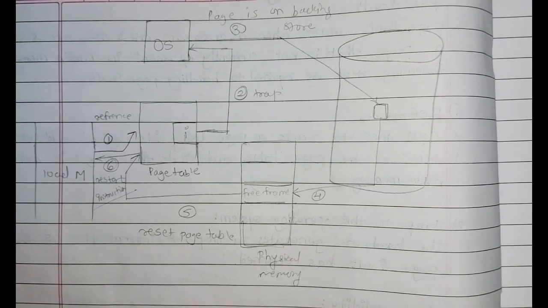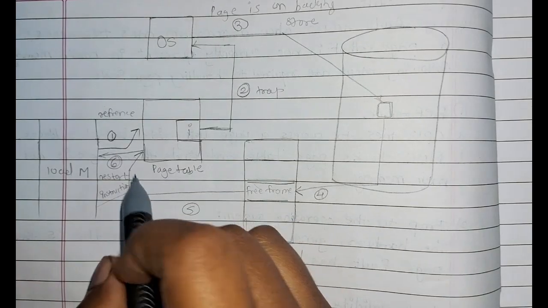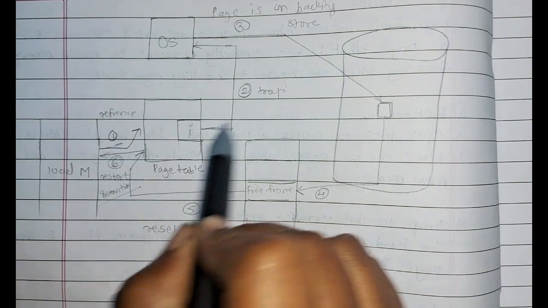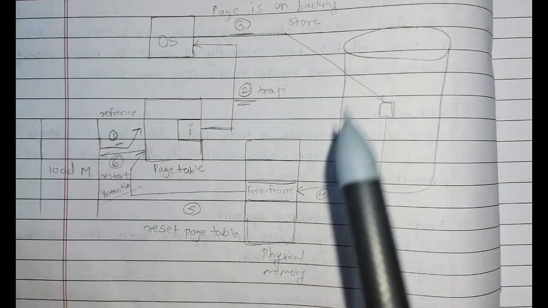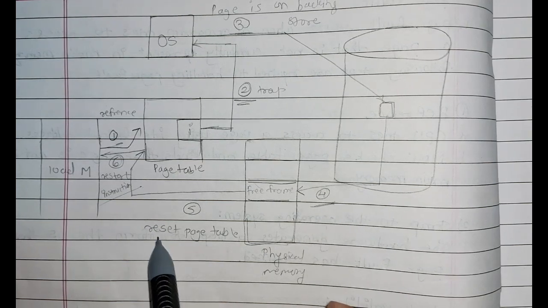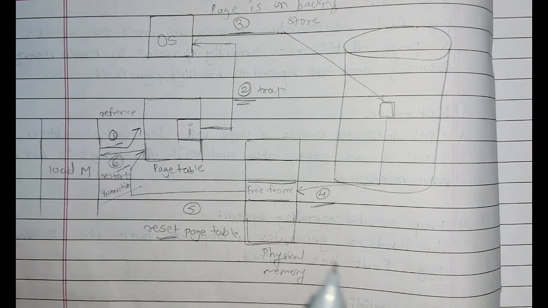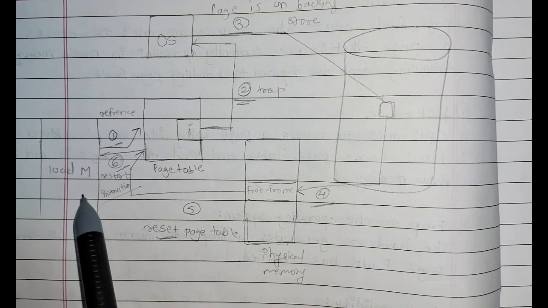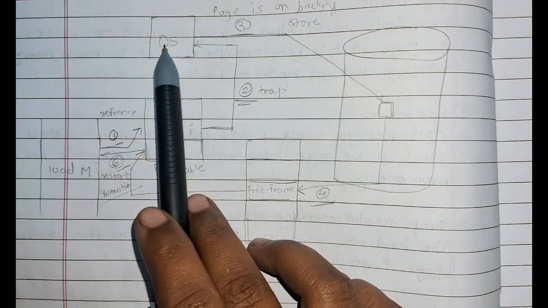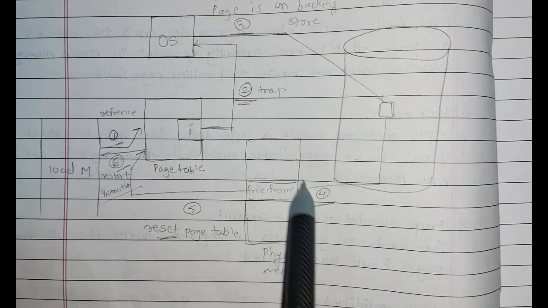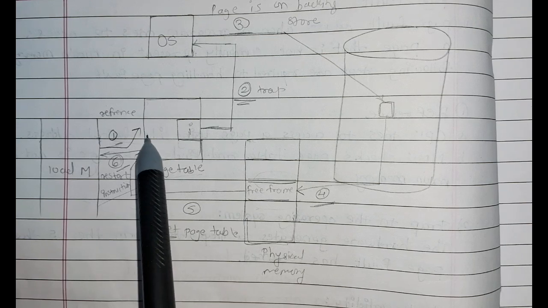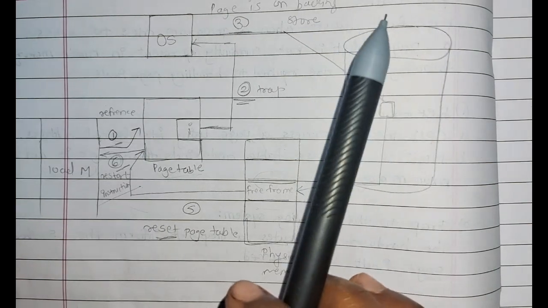Okay, so let's see. There are 6 steps in fine reference. Second one is trap. Third one is page is on a backing store. Okay, this is the fourth one and this is the fifth and this is the sixth. So the load memory reference goes to page table, then trap out to the OS, backing store, bring page in a free frame. Okay, reset the instructions. Are you clear?